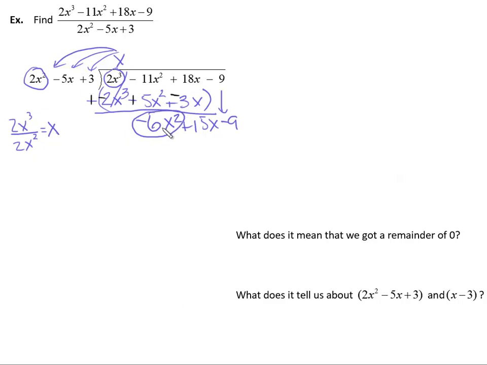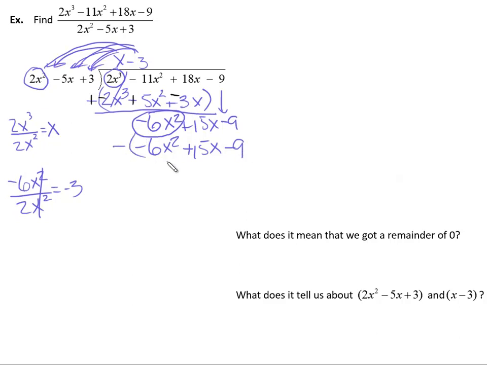Next, let's divide negative 6x squared and 2x squared. Well, the x squareds will cancel each other out, and we get negative 3. So minus 3. Distribute our negative 3 to all three parts. I know it's getting pretty messy up here. Negative 3 times 2x squared is negative 6x squared. Negative 3 times negative 5x is positive 15x. And negative 3 times 3 is negative 9.